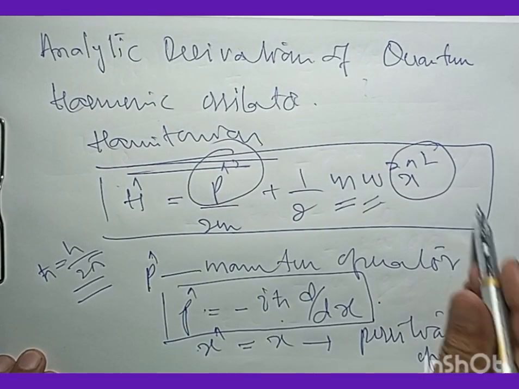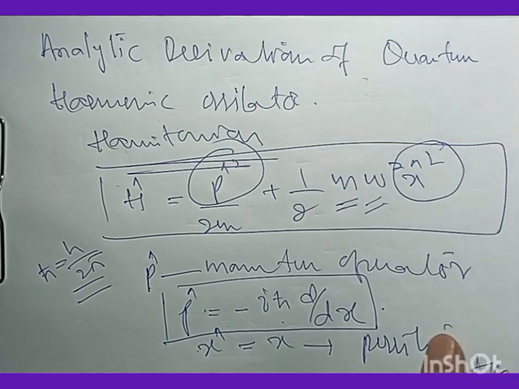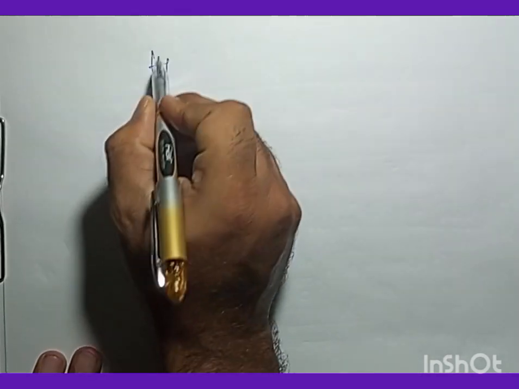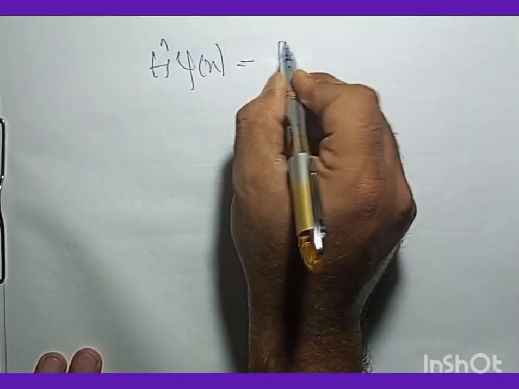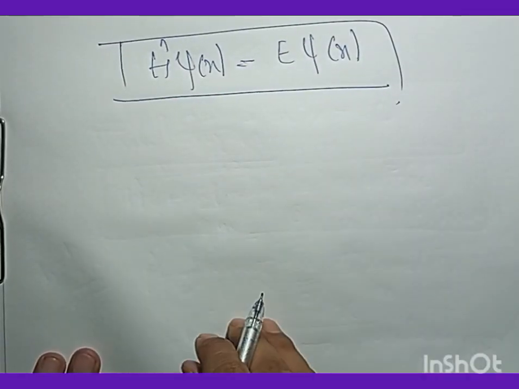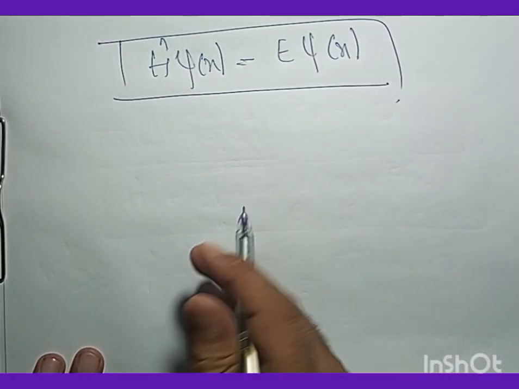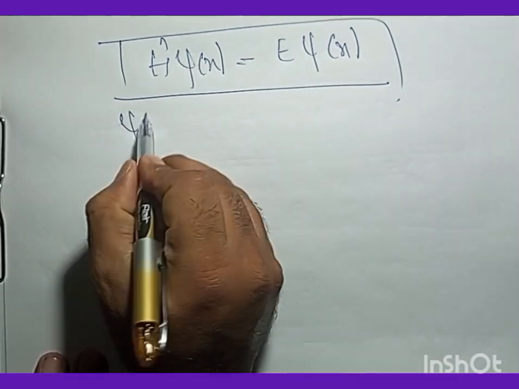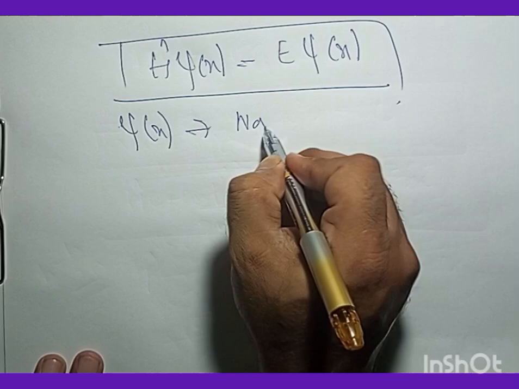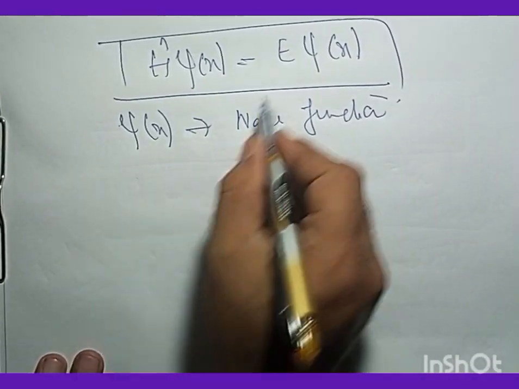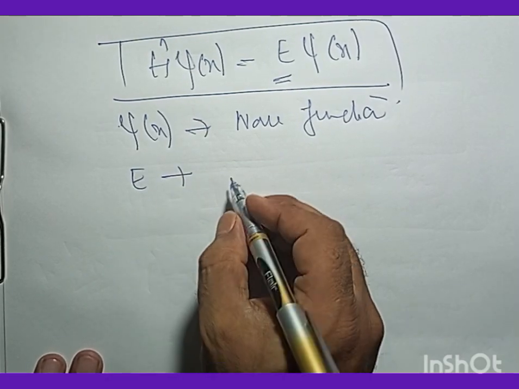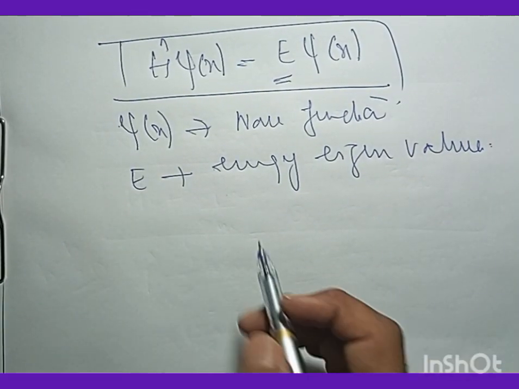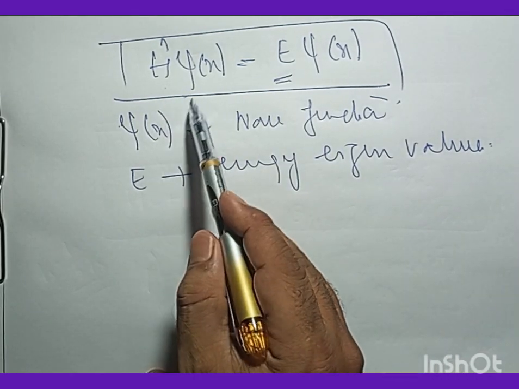So this is our Hamiltonian for this oscillator, and if we write down the Schrodinger's equation for this quantum harmonic oscillator, it will be H cap of psi of x equal to E psi of x. This is our Schrodinger's time-independent wave equation. This psi of x is the representative of the wave function, and E here is what's called the energy eigenvalue, the energy associated with the state described by this wave function.